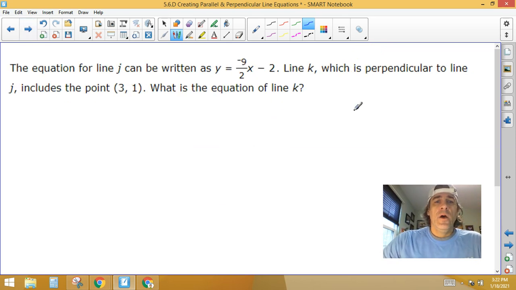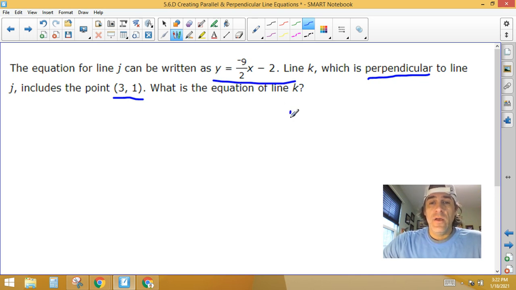Next example. Line J can be written as y equals negative 9/2 x minus 2. So there's line J. Line K is perpendicular to the line and includes this point. So what's the equation of line K? Well, if it's perpendicular to this line, the slope has to be what? I'm hopeful that you said it was 2/9. Reciprocal and the opposite. And it goes to that point.